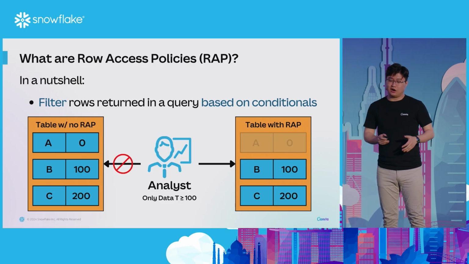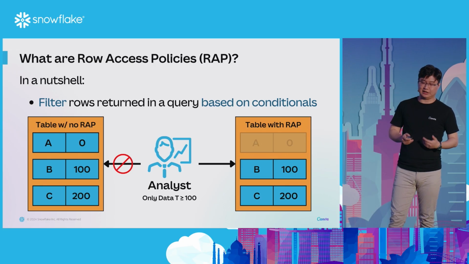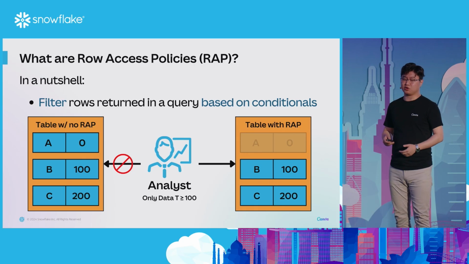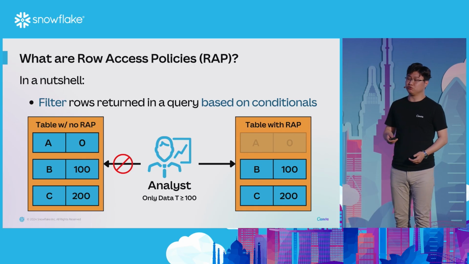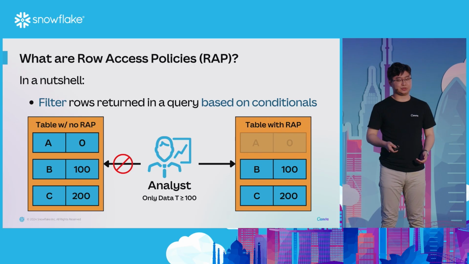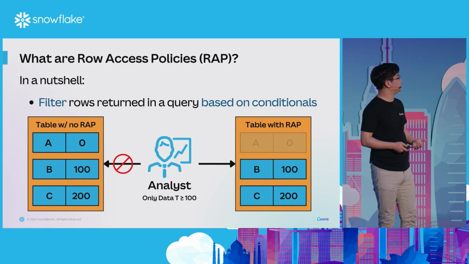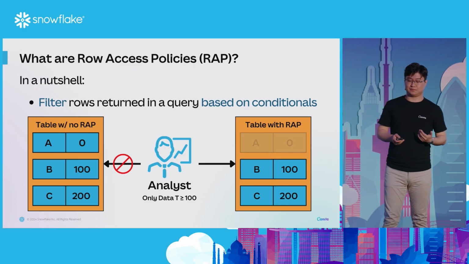Instead of the analyst seeing data that they shouldn't be seeing on the left with respect to row A, they can only see the data on the right, which is the bottom 2 rows, B equals 100 and C equals 200. Our analyst cannot see the A equals 0 row.